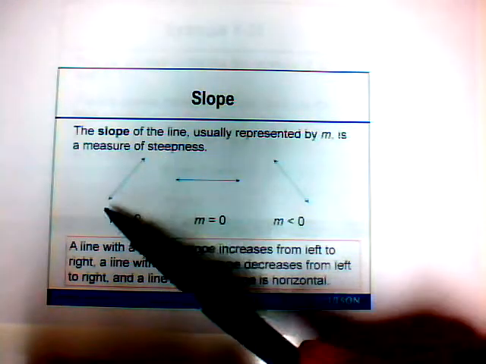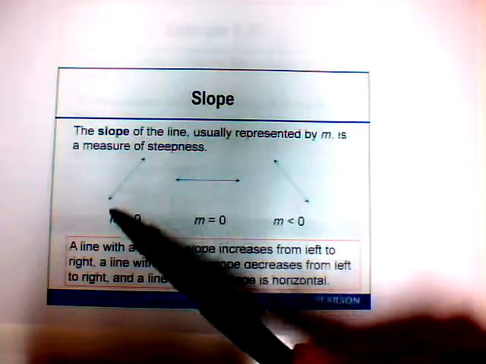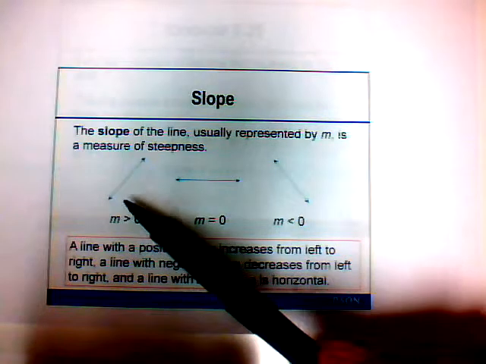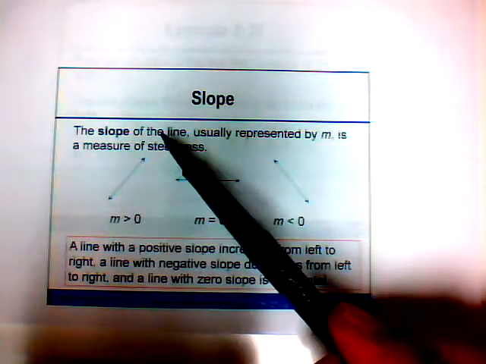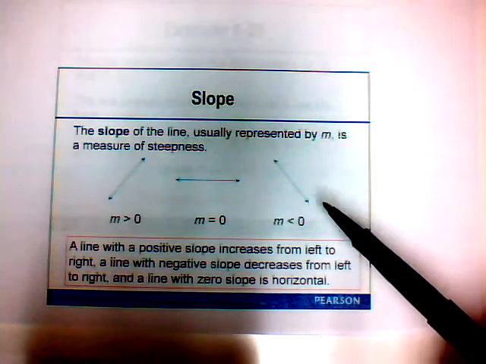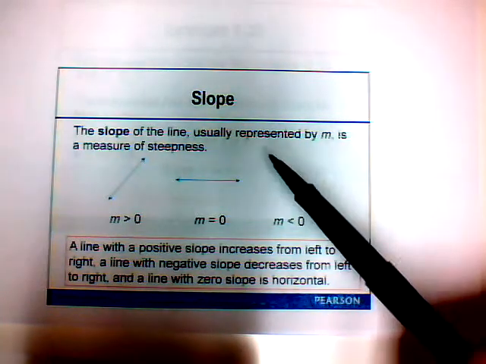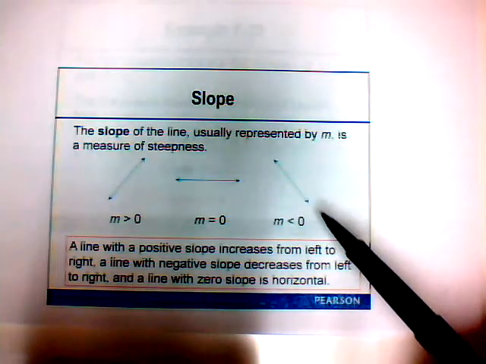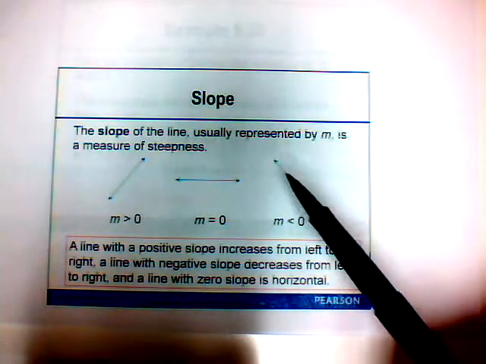If this line rises from left to right, that means that your slope is positive. That means it's greater than 0. So a line with a positive slope increases from left to right. I'm going to jump over here to this one. As you can see, this line falls from left to right. That means that the slope is negative. So a line with a negative slope decreases from left to right.